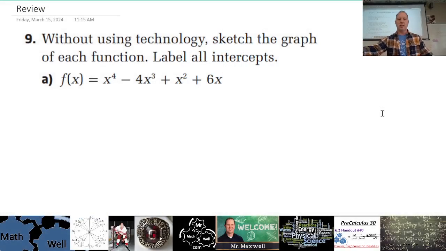All right, so this is 9a, this is 3.4, this is 9a. Without using technology, sketch the graph of each function, label all intercepts. Okay, so all intercepts is x-intercepts and y-intercept. There's always going to be just one y-intercept, because it's a function, f of x.